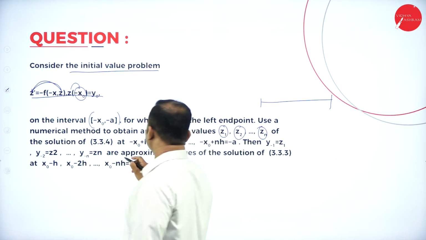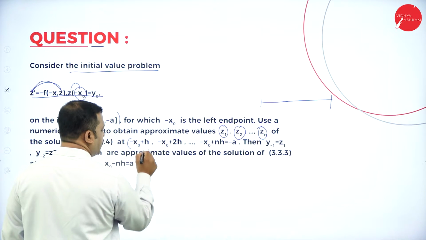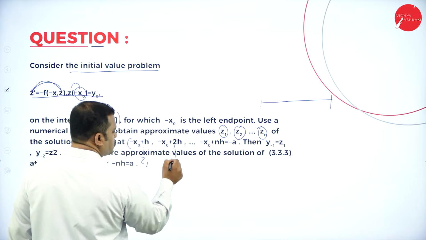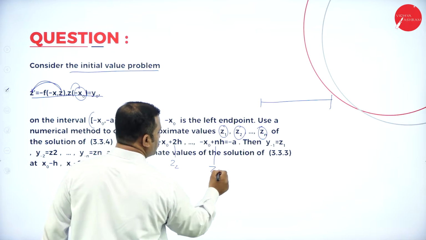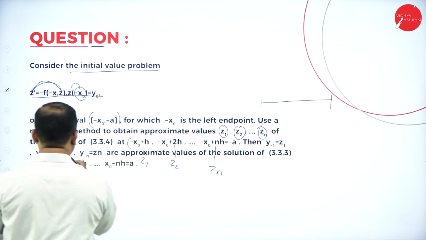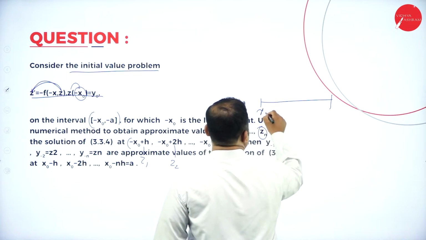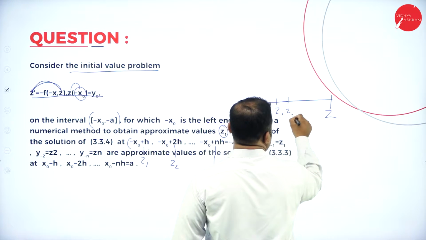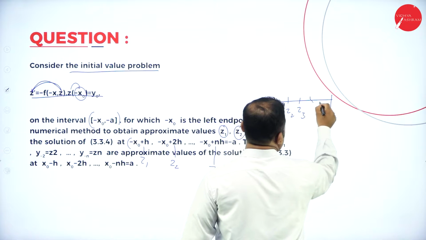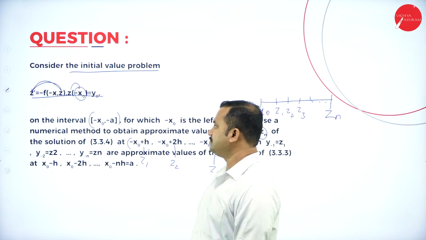For this, we have a solution. Minus x0 plus h gives me the value of z1. x0 plus 2h will give me the value of z2. So on up to the value of zn. Then we have to find out these values. So we have x0 to z, with values called z1, z2, z3, so on till zn. So that is the interval.